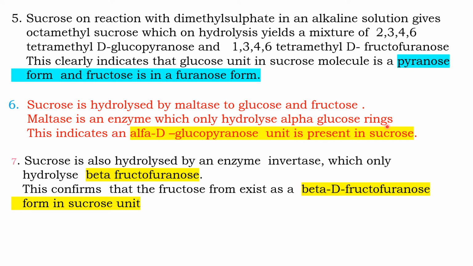We know maltase is an enzyme. Enzymes are specific catalysts, very specific catalysts. So maltase is an enzyme which converts sucrose to glucose and fructose, and that is a specific enzyme which only hydrolyzes the alpha glucose ring. That means in the sucrose molecule the glucose is alpha glucose. So we confirmed the sucrose molecule is made up of alpha D glucopyranose. Now we have to move on to fructose.